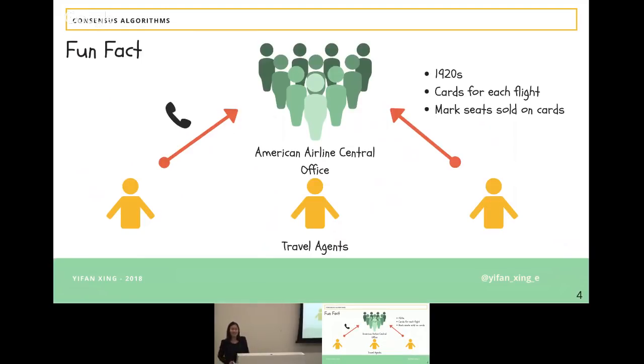And a fun fact: in the 1920s, the American Central Airline had an office in the center, and traveling agents would call in and ask if a seat had been sold yet. If not, they would mark the seat as sold, and if it was sold, they would just check what other seats were available. So this is a very early example of distributed systems.